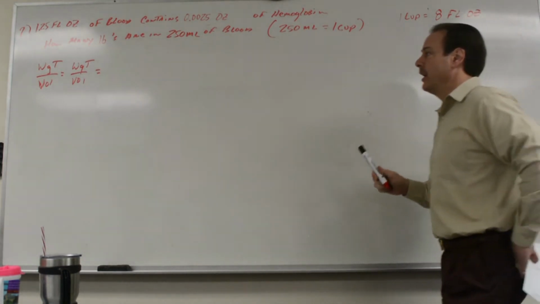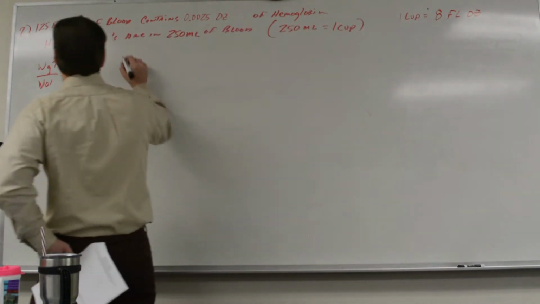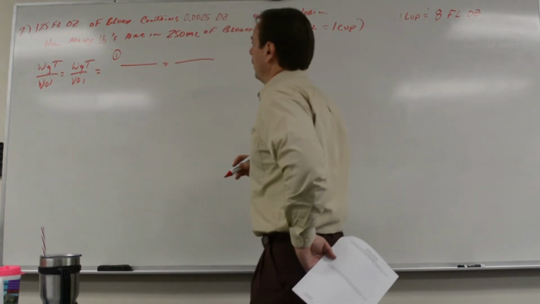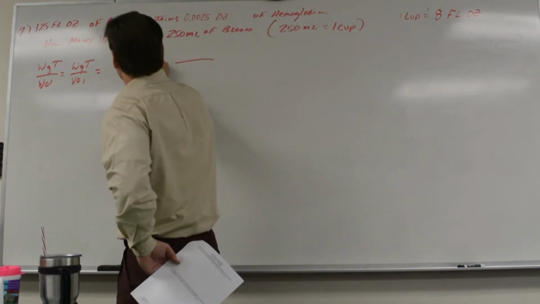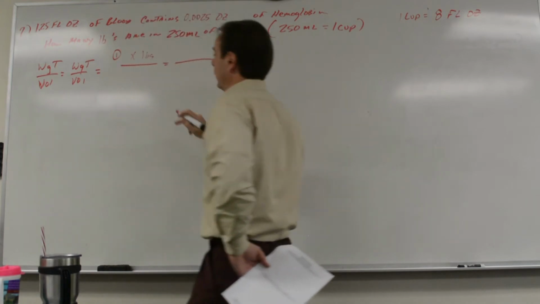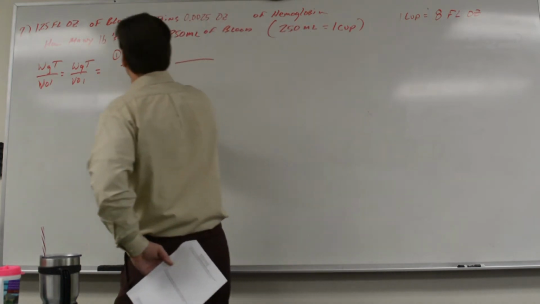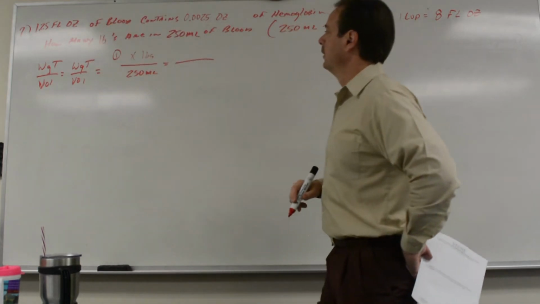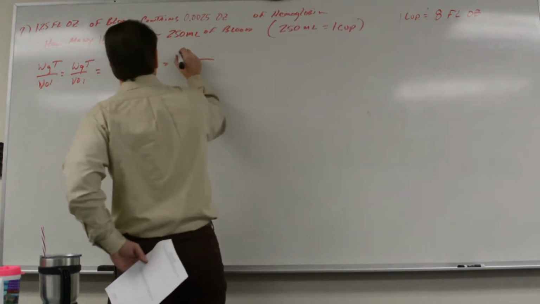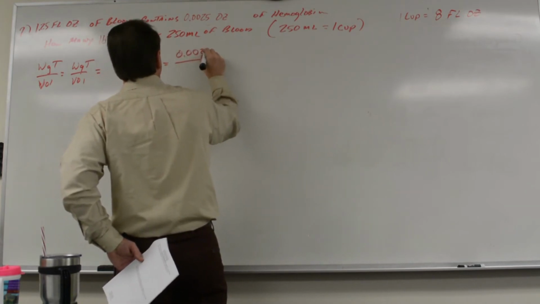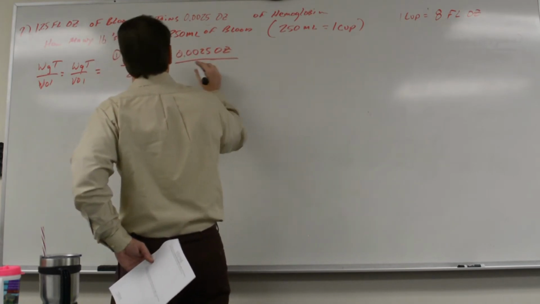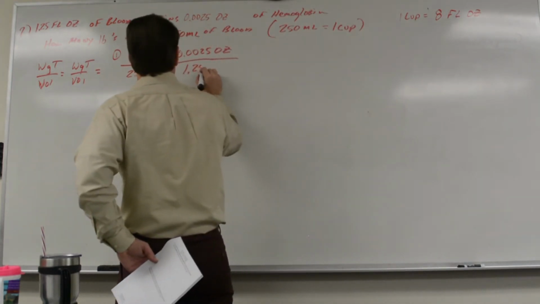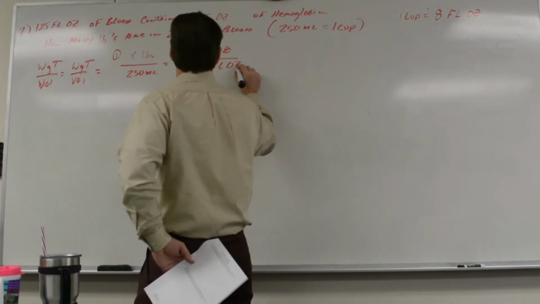We're going to set it up the same way, weight over volume, weight over volume. So step 1 would be, let's go into our ratio analysis. We're looking for the number of pounds, so x pounds would go here. What are we going to put underneath that? 250 milliliters. Over here, what are we going to put? 0.0025 ounces. And beneath it here? 1.25 fluid ounces.